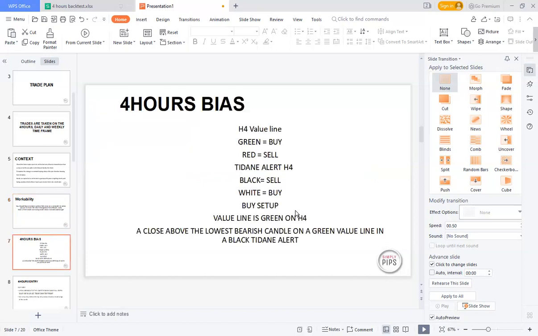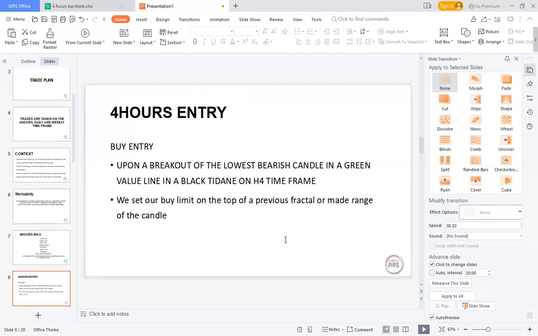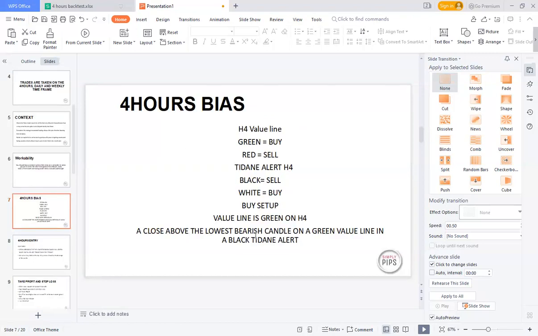So now this is the bias. We use the H4 value line for the 4 hours, the TDIN, the one we use in our general full string class. So green is for buy, as we all know, red is for sell. The TDIN alert, I use the black and the white. So for a buy setup, value line is green on 4 hours. If I'm trading the 4 hours setup, the close above the lowest bearish candle on a green value line in a black TDIN alert.